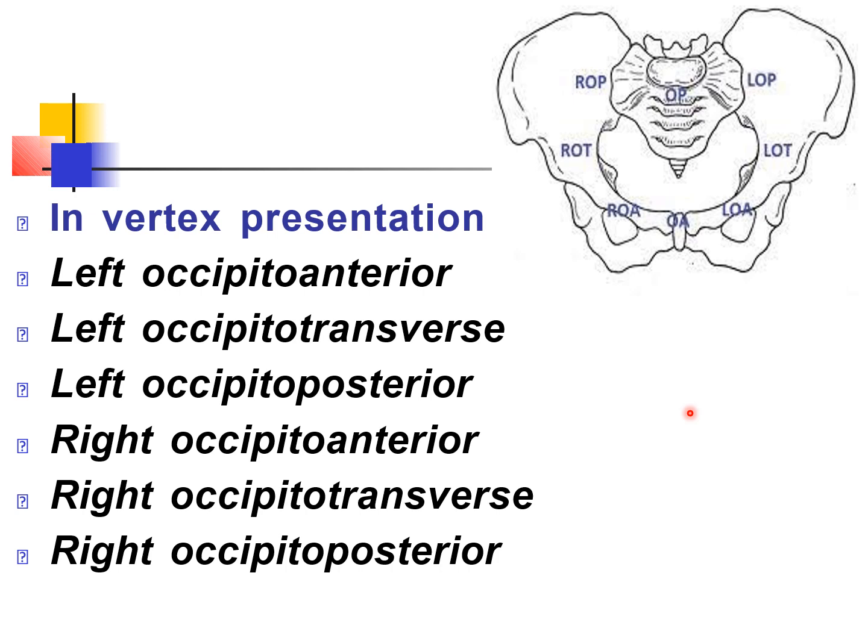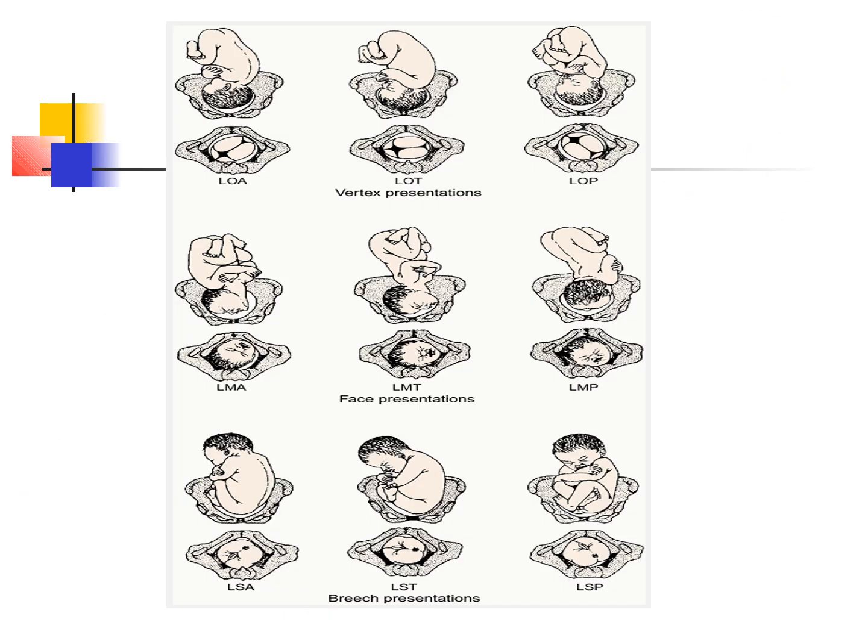And in the majority of cases, the position will be either ROA or LOA, and that is the normal position. See, in this picture, once again, you can see the positions. In the case of LOA, already I told you that the occiput is pointing towards the left iliopectineal eminence, and the sagittal suture is in the right oblique diameter of the pelvis. In transverse, you just see the sagittal suture is in the transverse diameter of the pelvis.